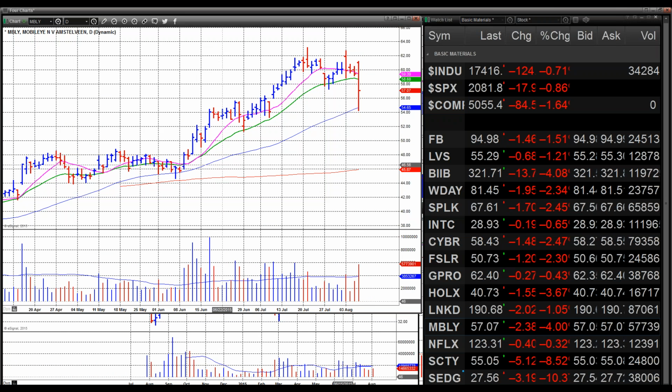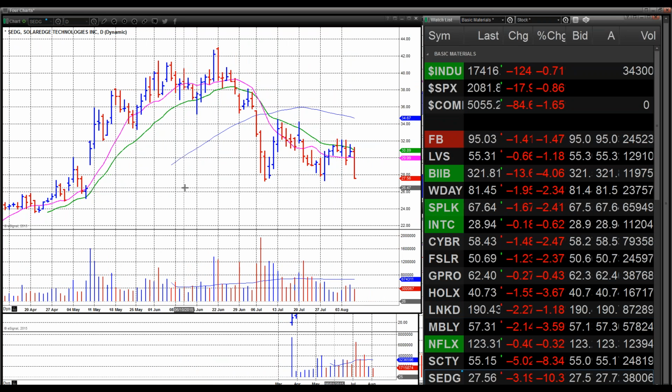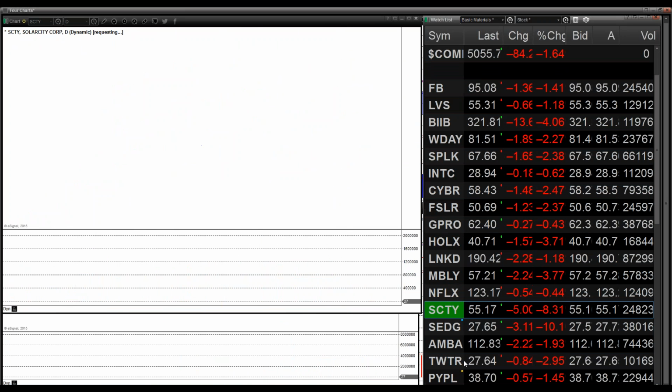Mobileye came out with earnings. Nice. We already saw that. SolarEdge comes out with earnings soon. But remember, this is starting to look like a head and shoulders too. So not getting any traction along the 10-day. So not good. Bad. Let's cruise on lower here.